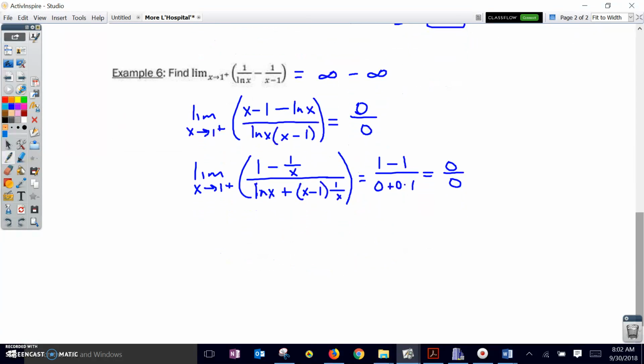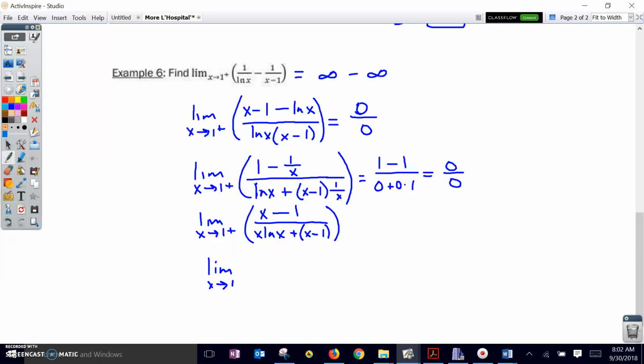Now I could opt to simplify this a little bit before I go applying L'Hopital's rule again. It may be advisable for us. I'm just going to multiply everything in numerator and denominator by x to get rid of those fractions. And that turns this into this as our limit. Again, still 0 over 0 because all I did was make a reasonable algebraic manipulation. And now I'm going to apply L'Hopital's rule again.